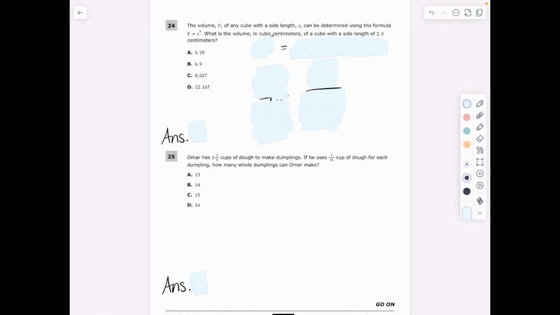All right, let's look at 24 and 25. The answers are D and B. Check it off in your work. We'll start with 24, which has a lot of multiplying. So luckily I did it a little bit in advance. And it's a volume problem, and it's a cube.